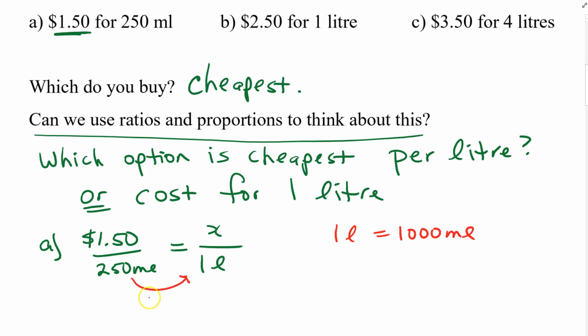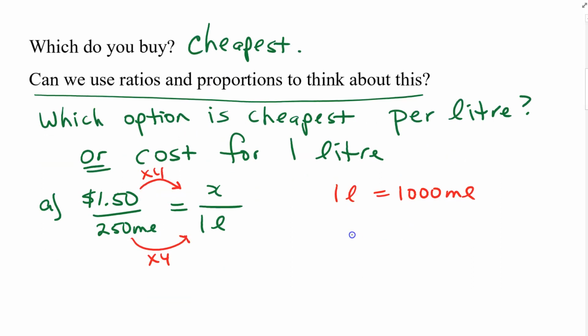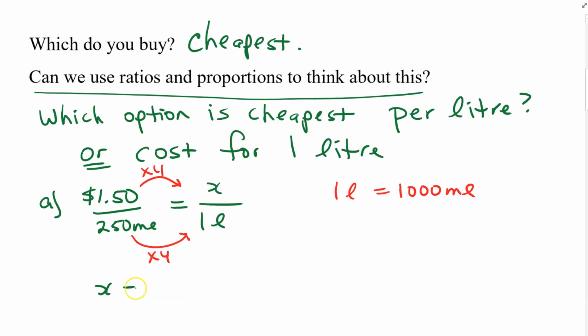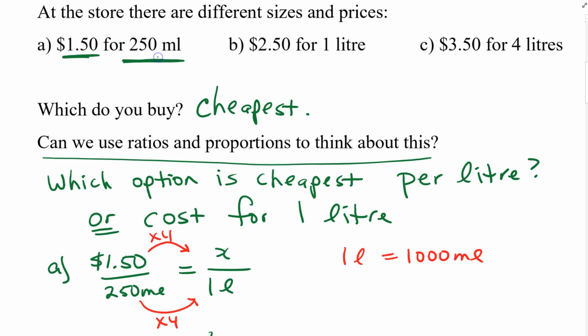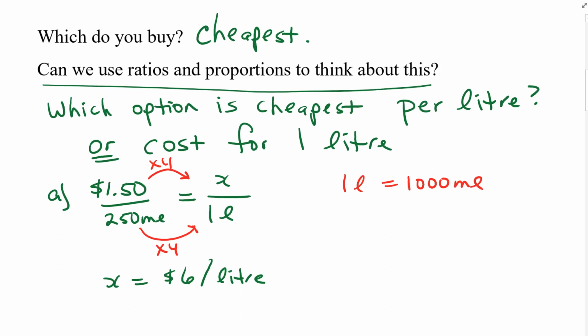So I'll do a bit of a shortcut here. One way to think about this, we could say times 4 here, times 4 there. So in this case, the X would be $6 per liter. $6 for 1 liter. So how much would that cost if I were to get a whole liter? I would have to get 4 of those containers, and 4 times $1.50 is $6 per liter, right?